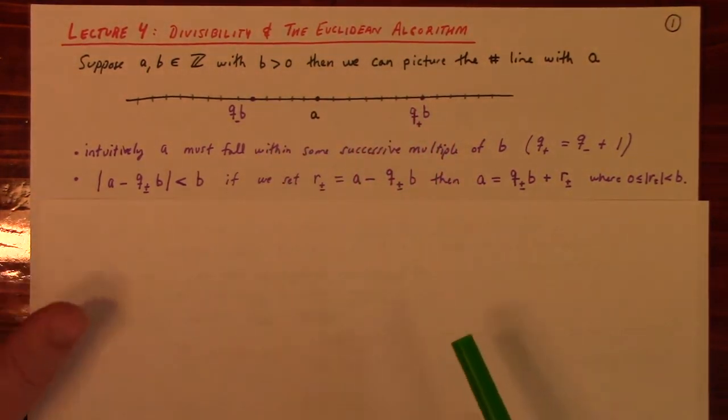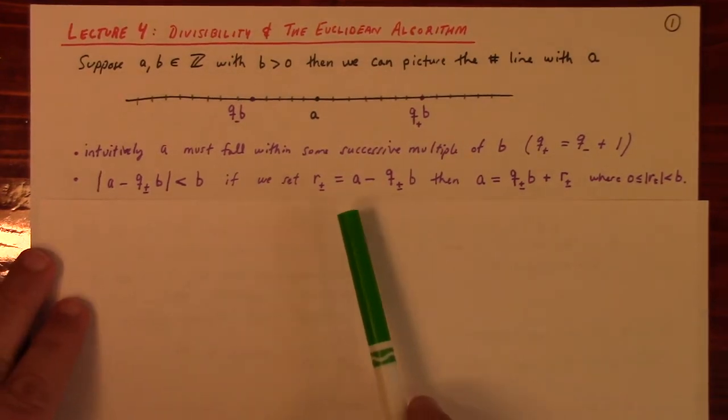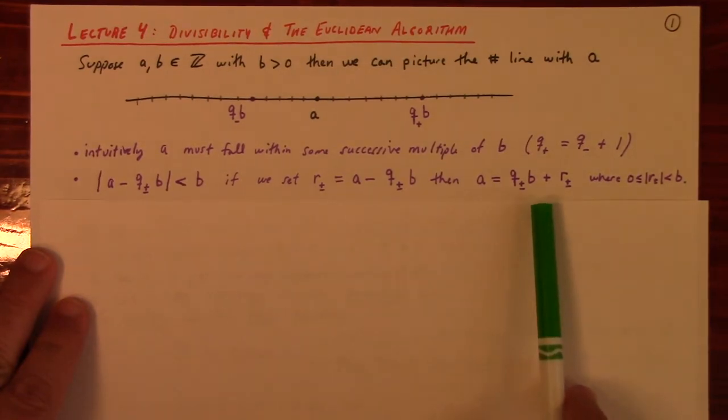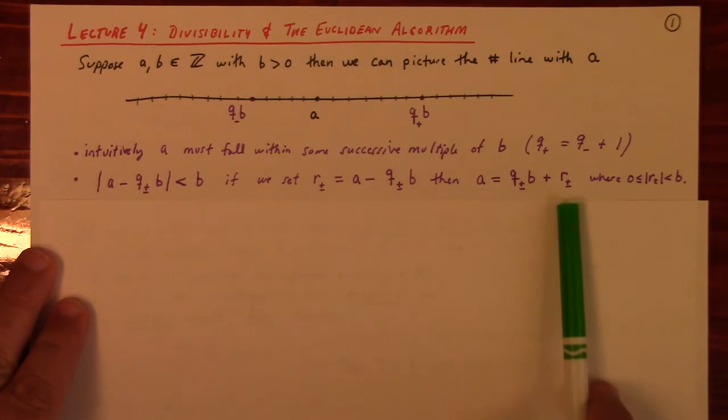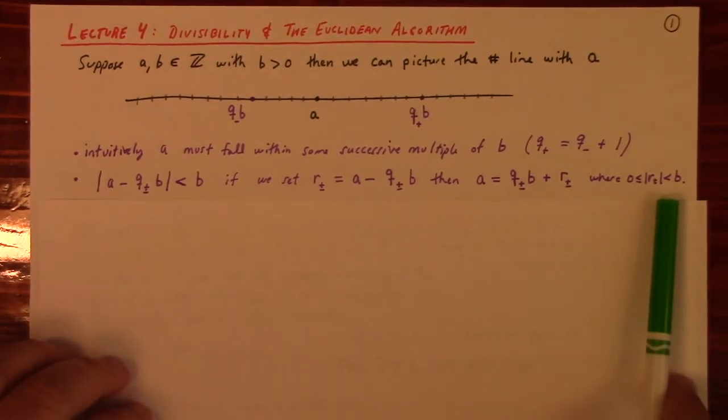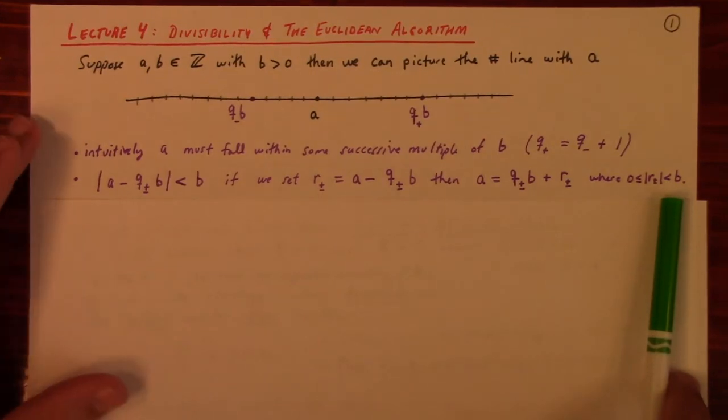And so if we set r plus or minus equal to a minus q plus or minus times b, you can see that a is going to be equal to q plus or minus times b plus r plus or minus. And here the absolute value of this remainder term is going to be less than b.